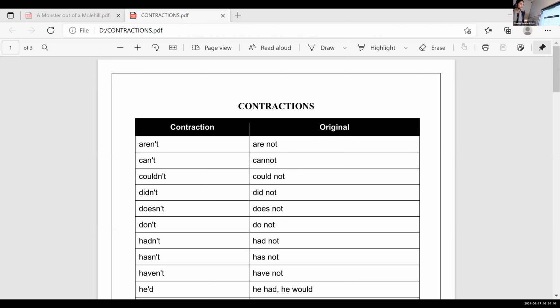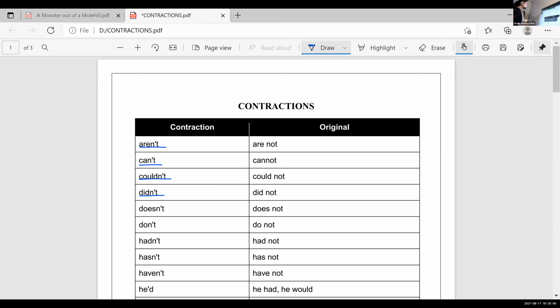Okay. So first we will be discussing 4 contractions. I hope we discussed contractions in one of the classes. We will be discussing them again today. The contractions that we are going to discuss today are aren't, can't, couldn't, and didn't.